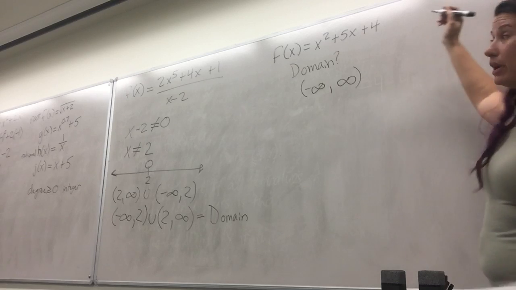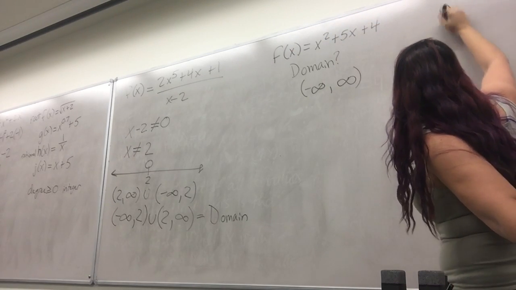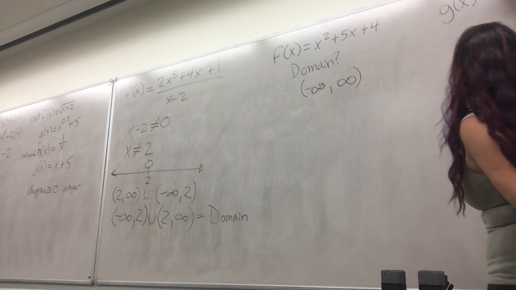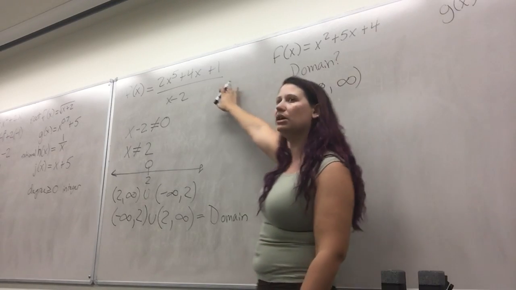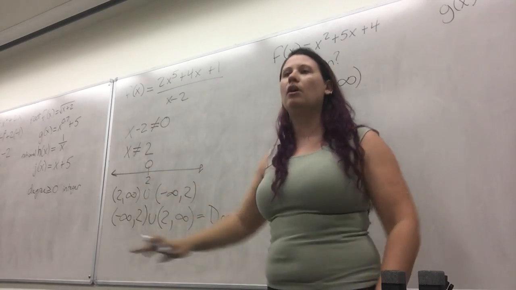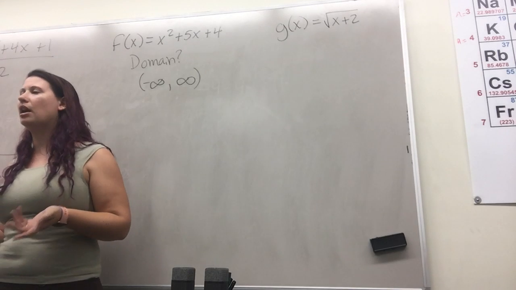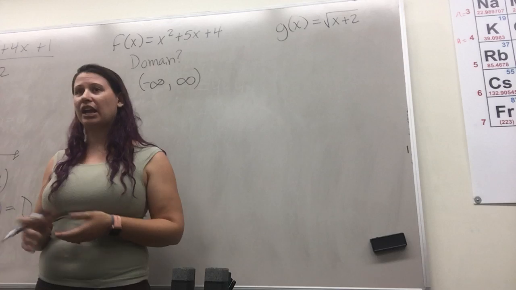What about if we have that root function that we've had before? So let's make it g of x equals, we'll just do what we said, square root of x plus 2. What is bad about a root? So bad before with rational was we can't have the bottom be 0. What's bad about a root? Can't be negative inside. Why not? You can't take the square root of a negative.